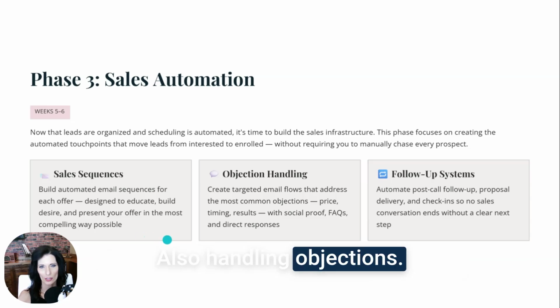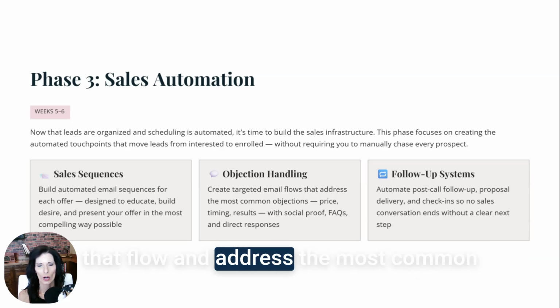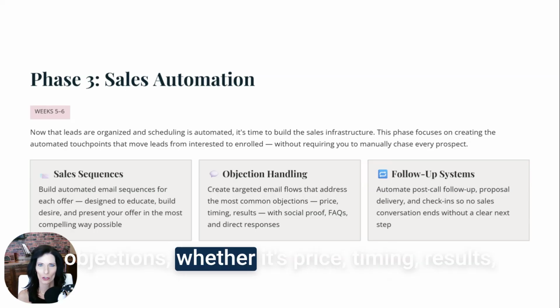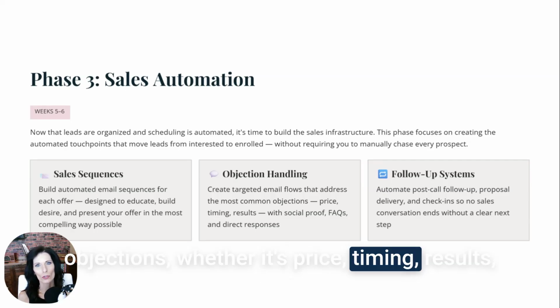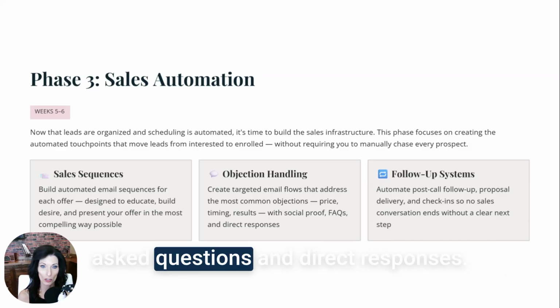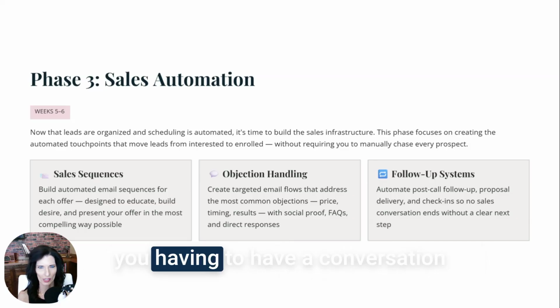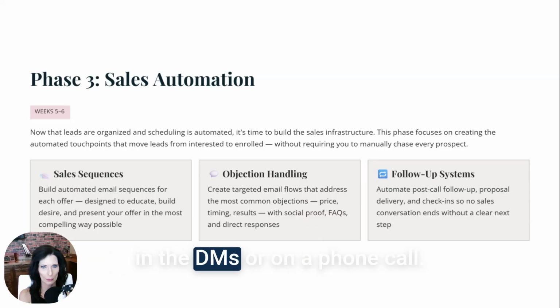Also, handling objections. We want to have these targeted emails that flow and address the most common objections, whether it's price, timing, or results like social proof, and also built-in frequently asked questions and direct responses. We can handle all of that for you without you having to have a conversation in the DMs or on a phone call. And then the follow-up system.